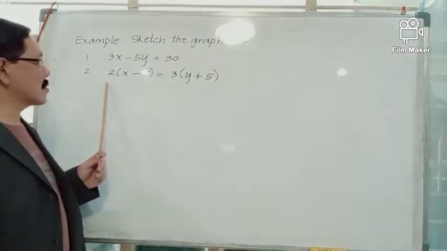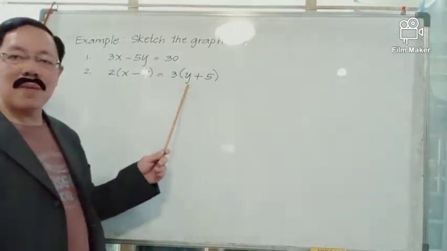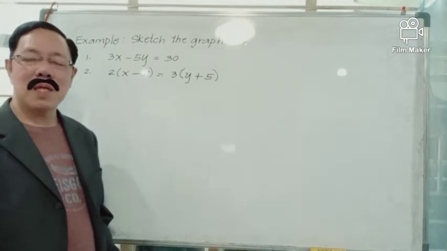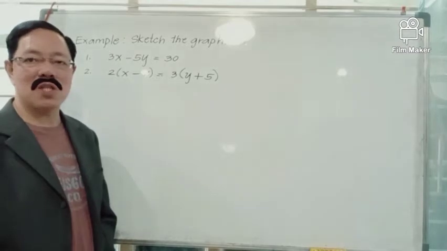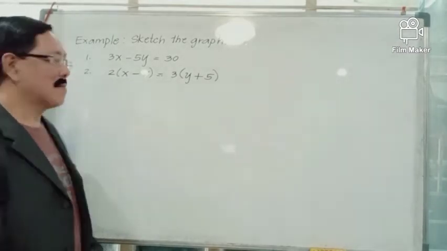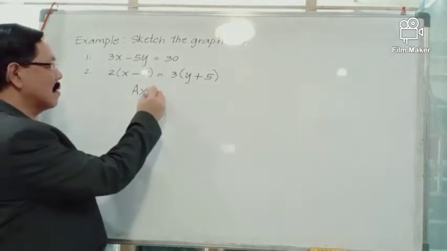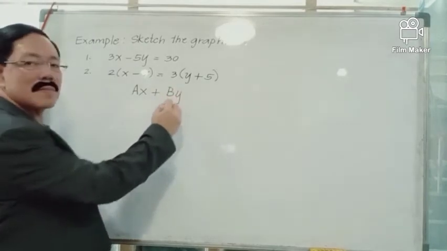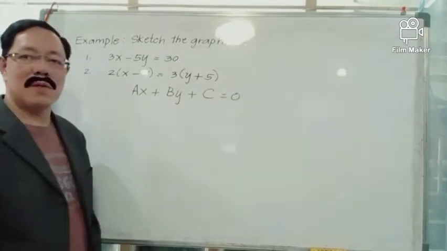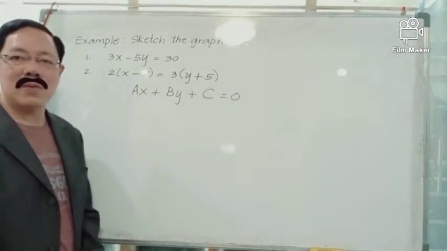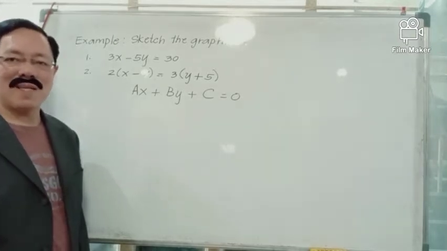We now sketch the graph of the second linear equation in variables x and y. The equation is 2 times the quantity x minus 7 equals 3 multiplied by the quantity y plus 5. We first write this equation in standard form or general form of a linear equation in two variables x and y, given by ax plus by plus c equals 0. This is for us to find the x and y intercepts in an easier way.